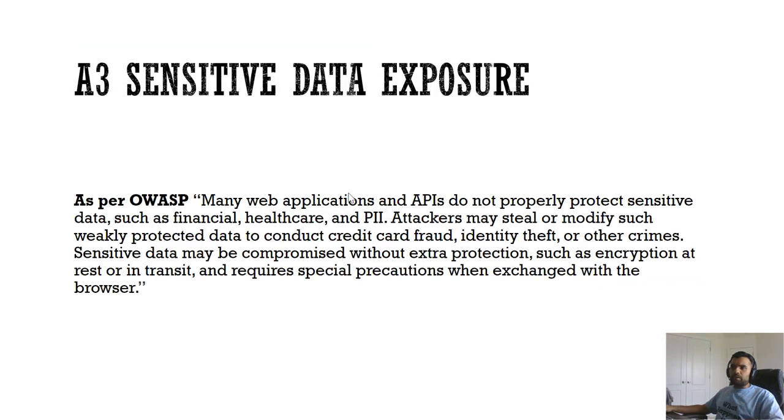As per OWASP, many web applications and APIs do not properly protect sensitive data such as financial, healthcare, and PII. So we are mostly talking about sensitive information here. Attackers may steal or modify such weakly protected data to conduct credit card fraud, identity theft, or other crimes. Sensitive data may be compromised without extra protection, such as encryption at rest or in transit, and requires special precautions when exchanged with the browser.